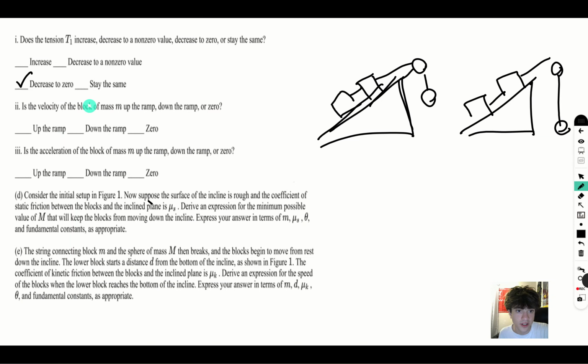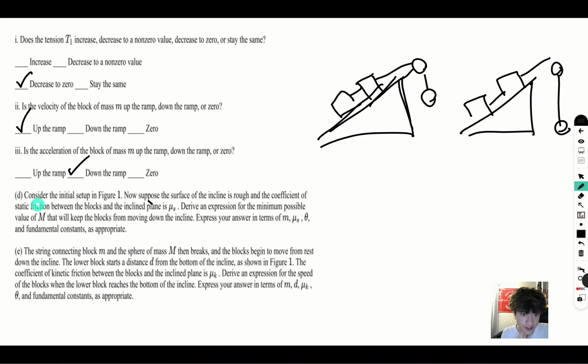Is the velocity of the block up the ramp, down the ramp, or 0? As we just discussed, the blocks are sliding because they have not yet reached the pulley. So it's going to be going up the ramp. And here, number 3, is the acceleration of the block of mass m up the ramp, down the ramp, or 0? Guys, obviously the only acceleration that is acting on the block is gravitational acceleration, which is always pointed down. So our answer here is going to be down the ramp.